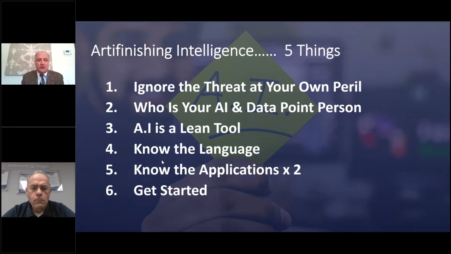And then number 2, which is number 3 on our list here, is recognize that it's a lean tool. Find a problem in your operation, find a quality problem, find a throughput problem, find a customer satisfaction problem that we can then gather data and use AI to help us find solutions. That's where I would start.